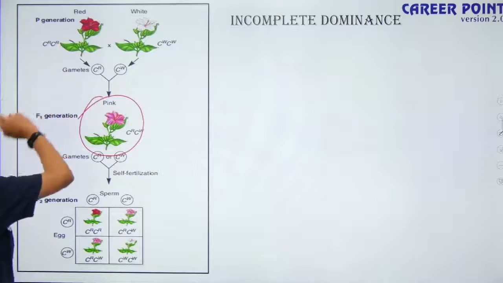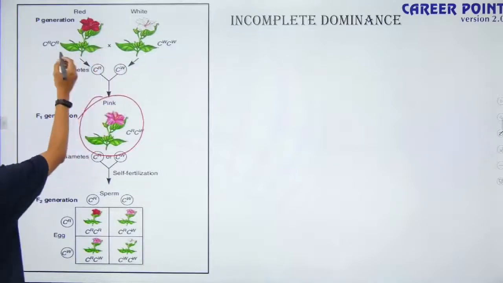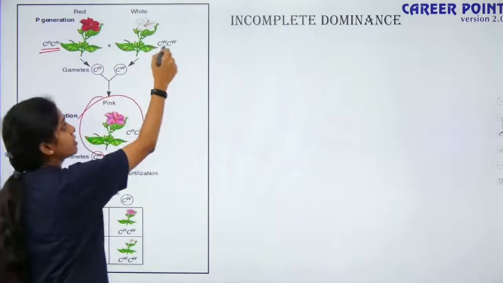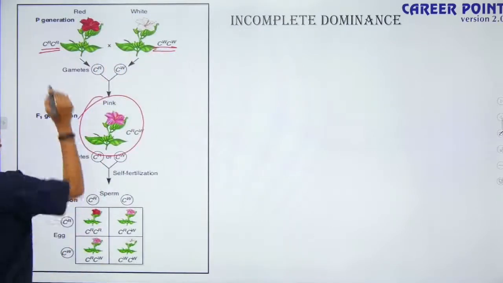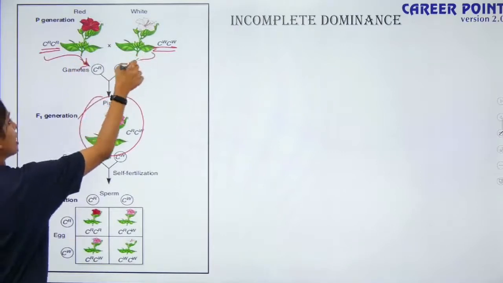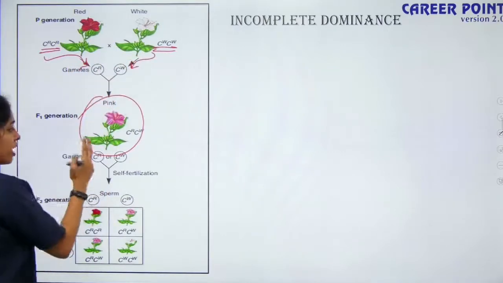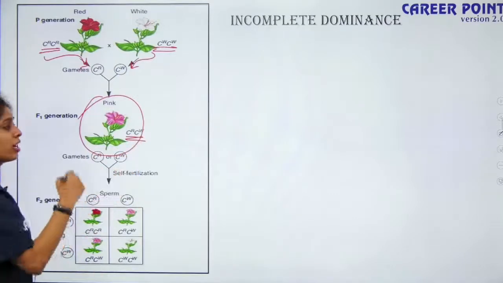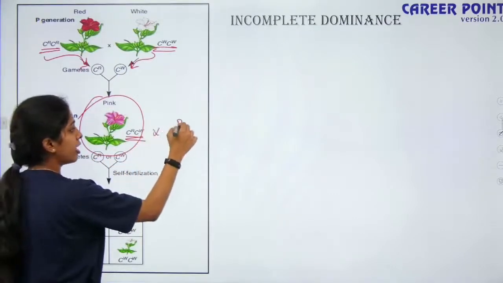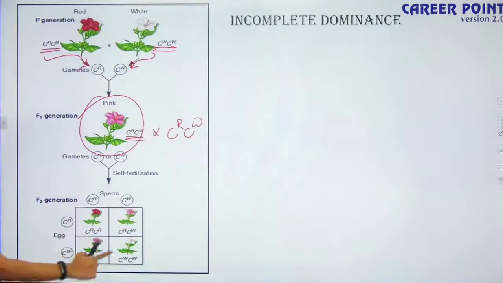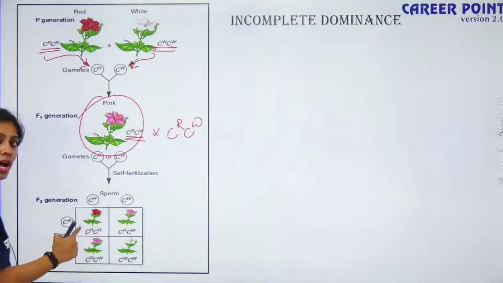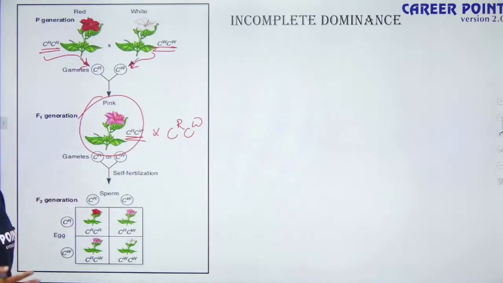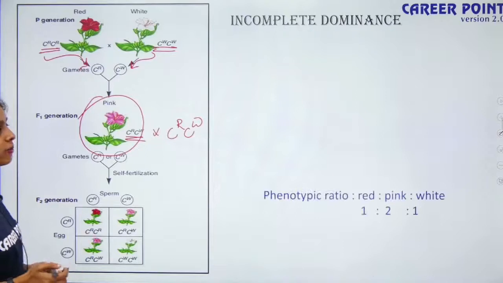So you have a red flower and a white flower. The red flower is represented by CR CR. The white flower is represented by CW CW. You have one gamete here, one gamete here. So the F1 generation is CR CW, and this is a pink flower. Now when you cross this with another pink flower plant, you make a Punnett square and you find that you have one red, one white and two pink. So there is an intermediate color possible. Hence it is called incomplete dominance.